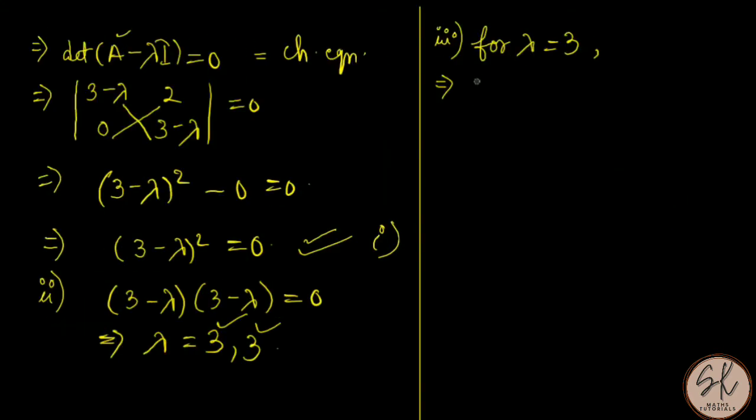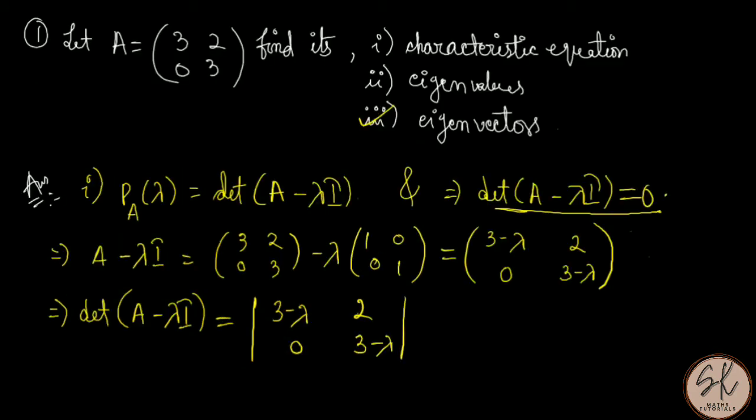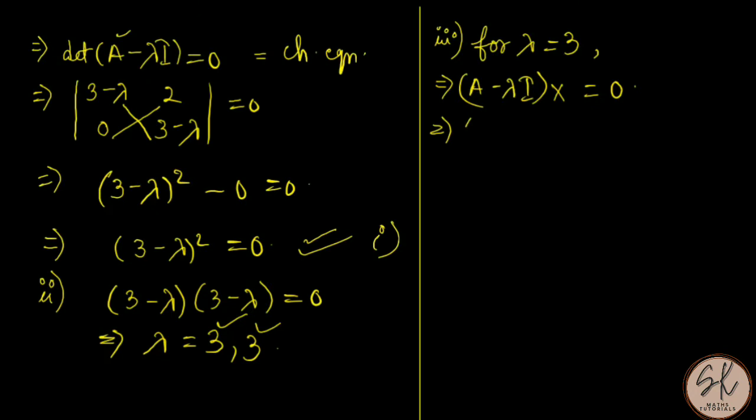So (A minus lambda I) times x equals 0. Here, what is A minus lambda I? This is A minus lambda I, so it is the matrix with entries 3 minus lambda, 2, 0, 3 minus lambda, multiplied by x, which I write as x1, x2, and this equals 0.